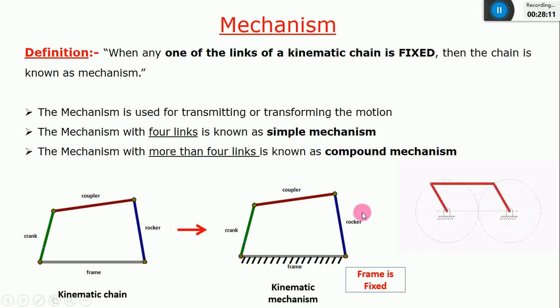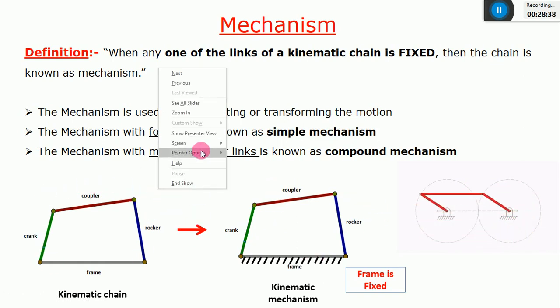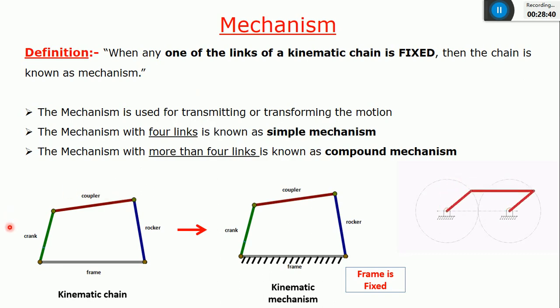Okay, so have you taken down this mechanism definition? Okay, please take down. So when any one link of a kinematic chain is fixed, then such chain is called as a mechanism. Okay, in this case, this is a kinematic chain, and this one is a 4-bar mechanism. So at the left side, you can say it is a 4-bar chain, and this is a 4-bar mechanism. And this is the example of 4-bar mechanism.